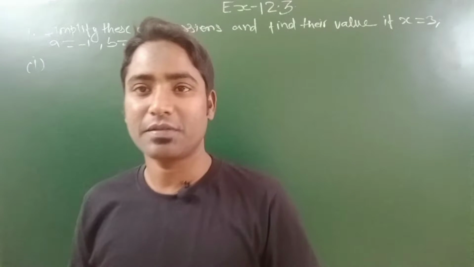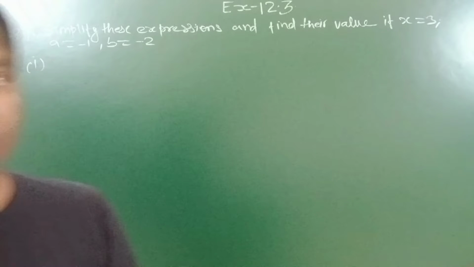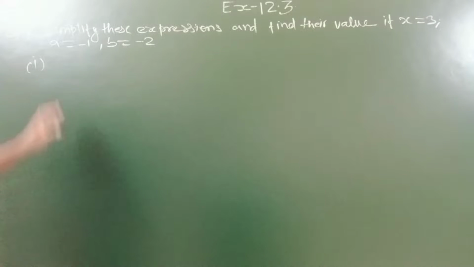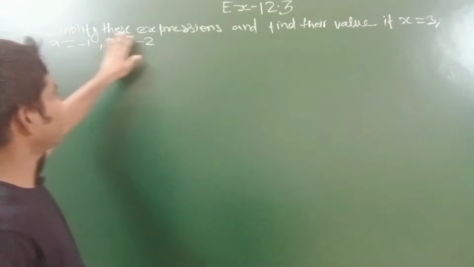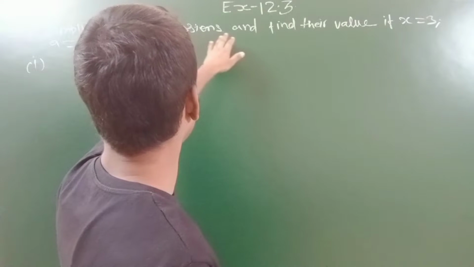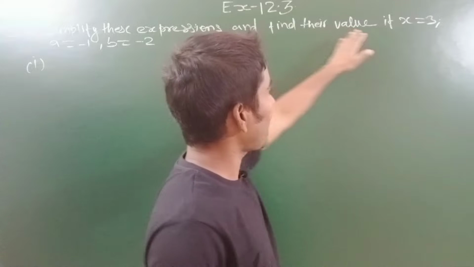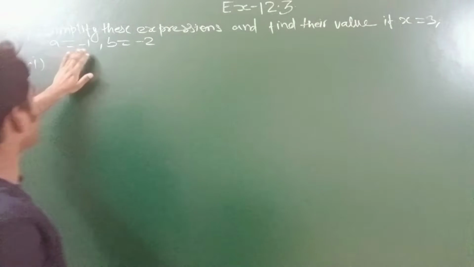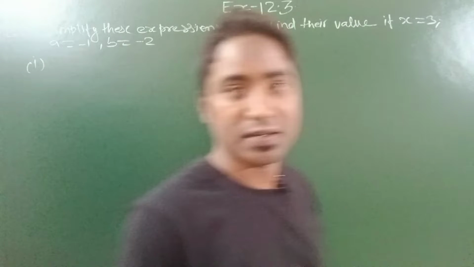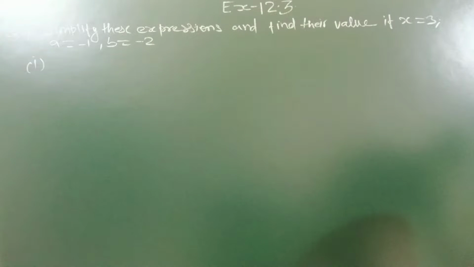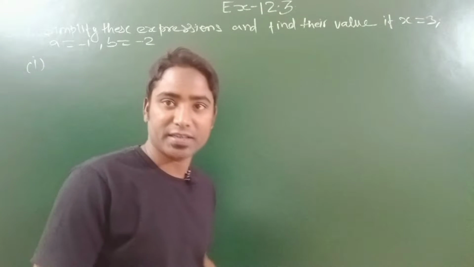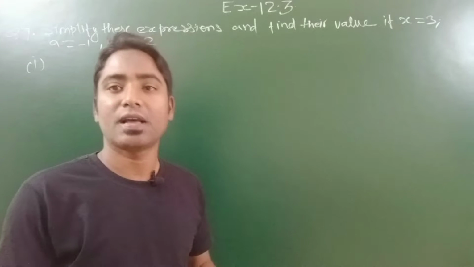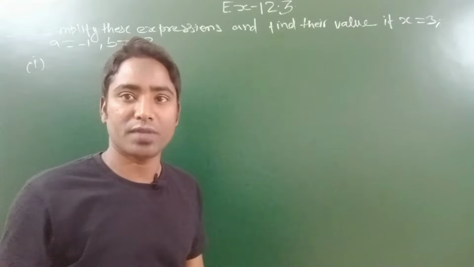So in today's session we will solve question number 7 of exercise 12.3. Now, what question number 7 is asking, students, is that we first have to simplify these expressions, and then we have to find their values when x is equal to 3, a is equal to -1 and b is equal to -2. So let us first simplify the expressions and then find the values of those expressions for the given values of the variables.